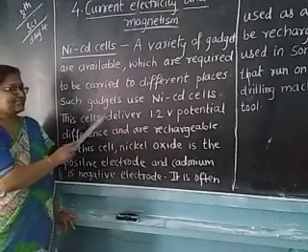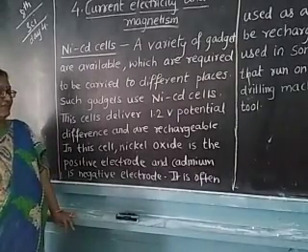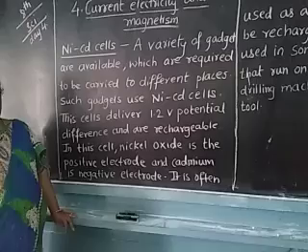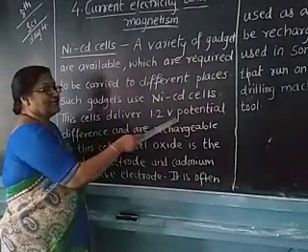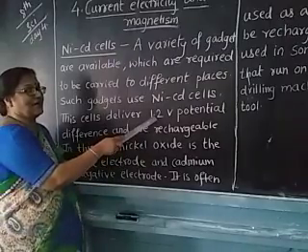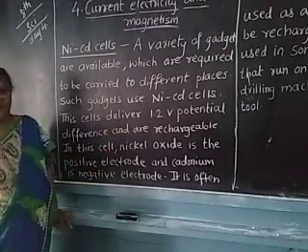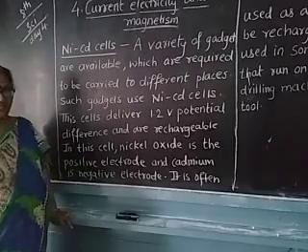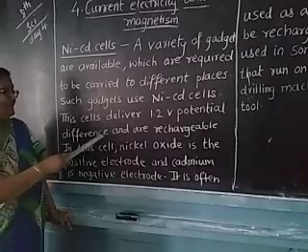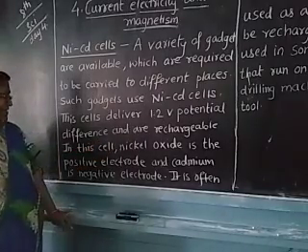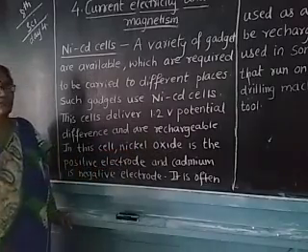Now these cells deliver 1.2 volts potential difference. Whenever you see this cell, you can come to know that the potential difference of this cell is 1.2 volts and it is rechargeable. We can recharge this cell as many times as we want. Therefore it is called rechargeable. In this cell, nickel oxide is positive.